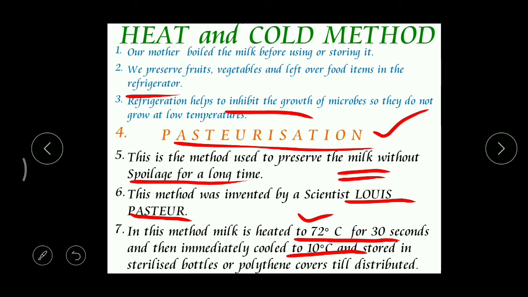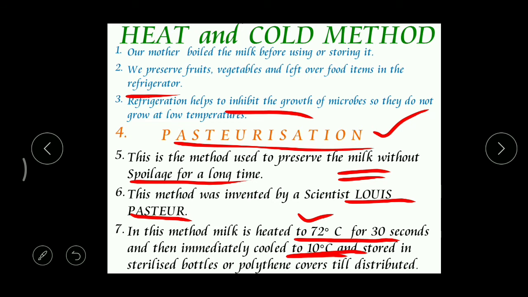Immediately, not slowly. Got it? That's a specialty of this pasteurization. So from 72 degrees centigrade, suddenly the temperature falls down to 10 degrees centigrade. 72 is a very high temperature, 10 degrees is a very low temperature. So by using high temperature, almost all the microbes are killed. Even if any microbes are still present, because of this low temperature, they become inactive.